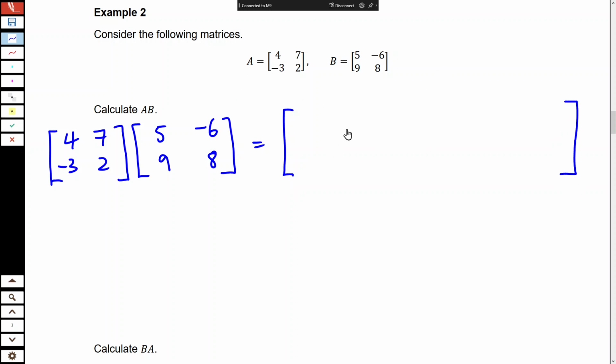So let's start with the number in the first row, first column. I need to use the first row in the first matrix, first column in the second matrix. Don't circle them because you'll get a very messy matrix at the end.